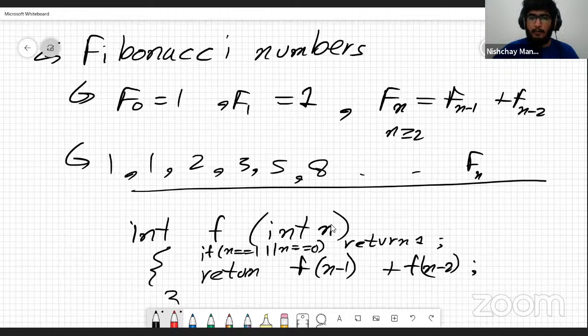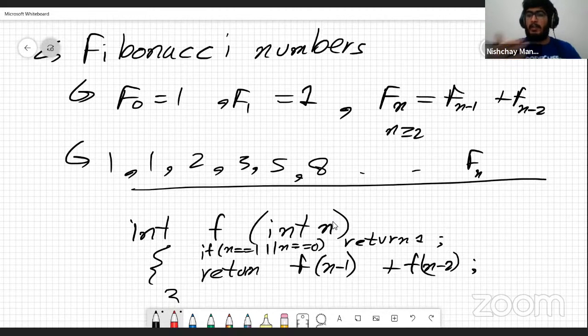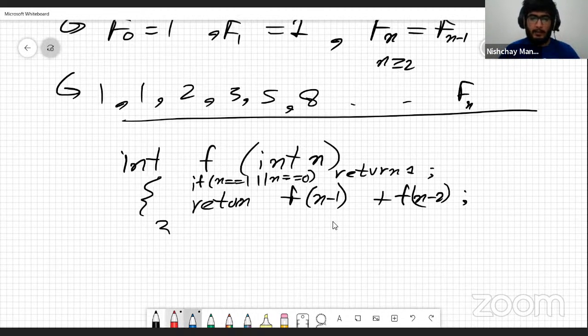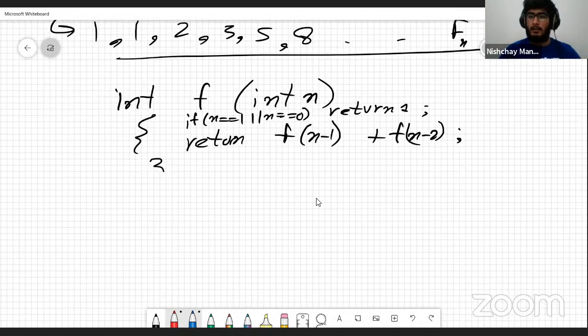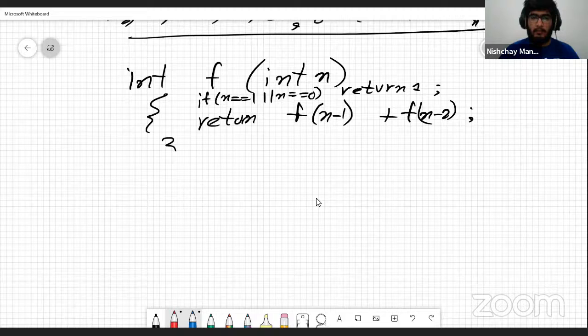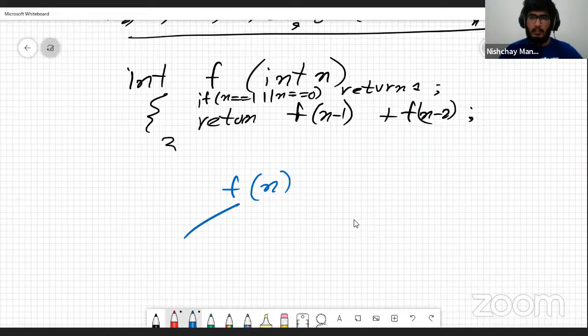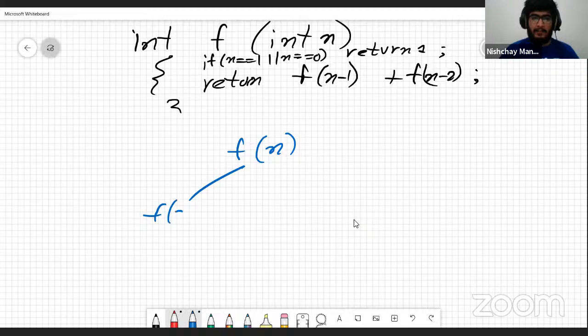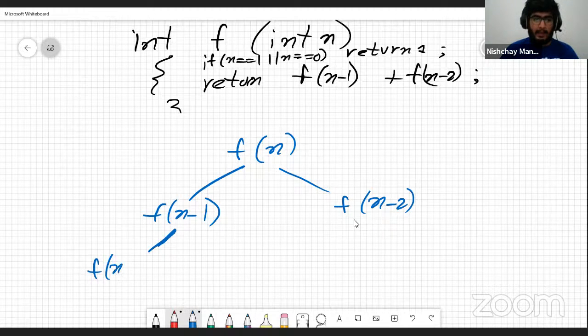Basically, it would be a function like this, where you are recursively trying to find the Fibonacci numbers. Here, if we try to draw the tree of the recursion calls, we have to find some Fn. In here, we will have two recursion calls. We have to find Fn minus 1 and Fn minus 2. When we are trying to find Fn minus 1, we have to find Fn minus 2 and Fn minus 3.